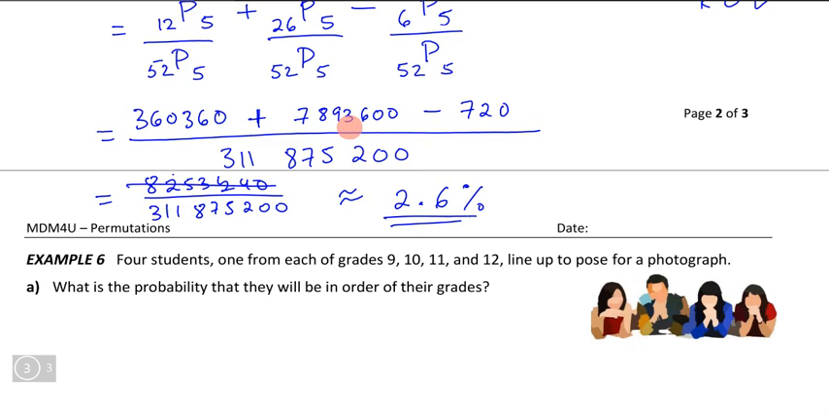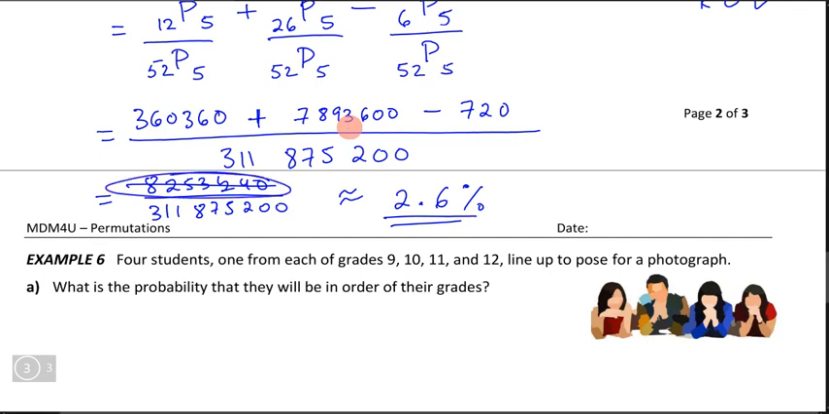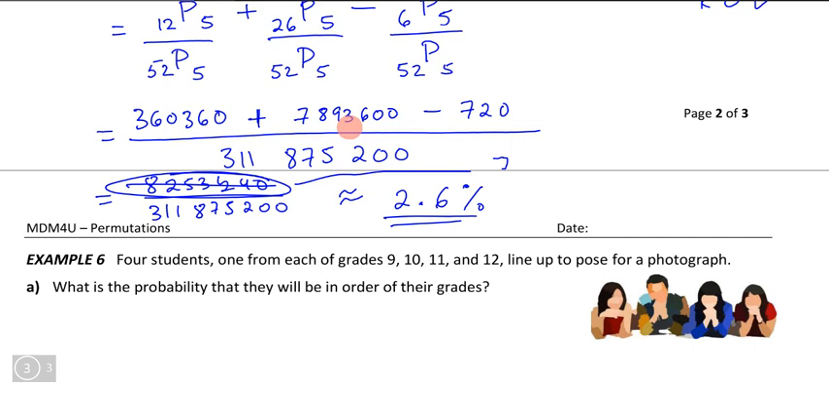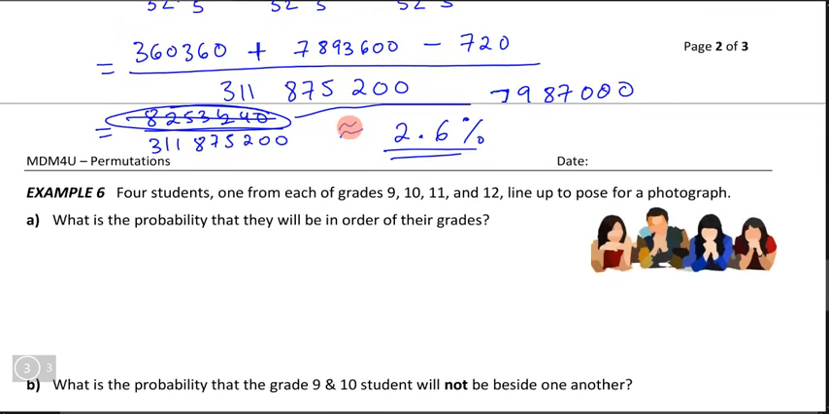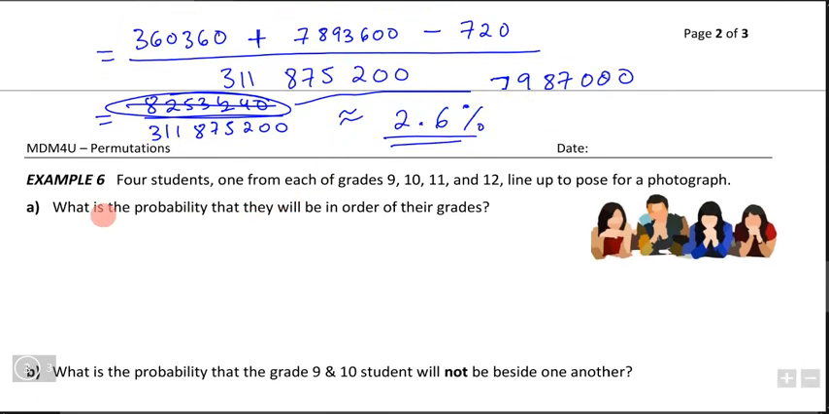311,875,200. So that should change to. Oh, it's still 2.6%. So maybe I just wrote down the wrong number. I had recorded the wrong number here for my notes. So that should say. Oh, I lost it. Times. Okay, what was it? 7 million. Okay, that's fine. Okay, but still 2.6%.